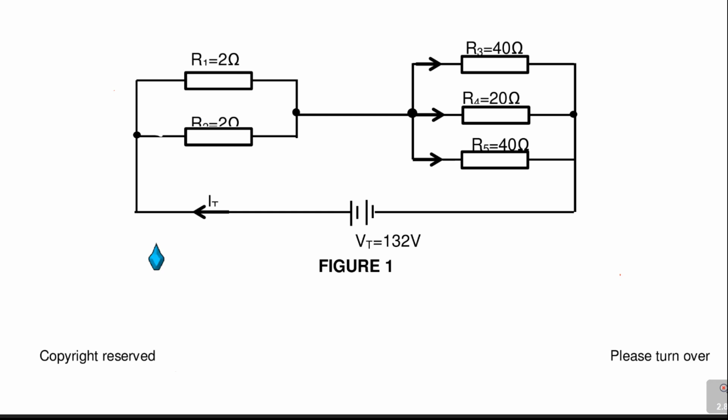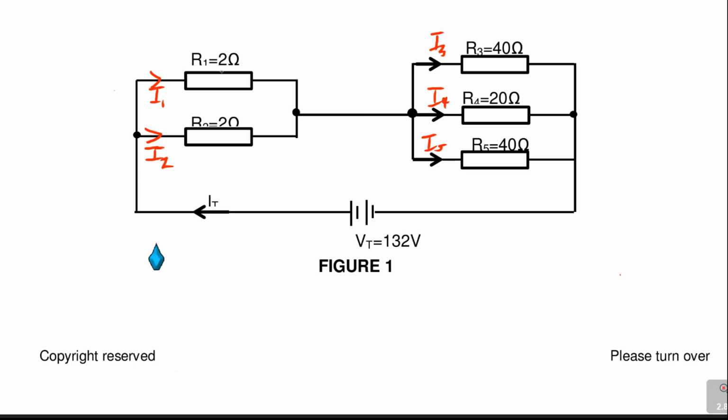They want the current here. We'll call that I2. We'll call this I3, this is I4, and this is I5. I'm going to just find all of them solo.